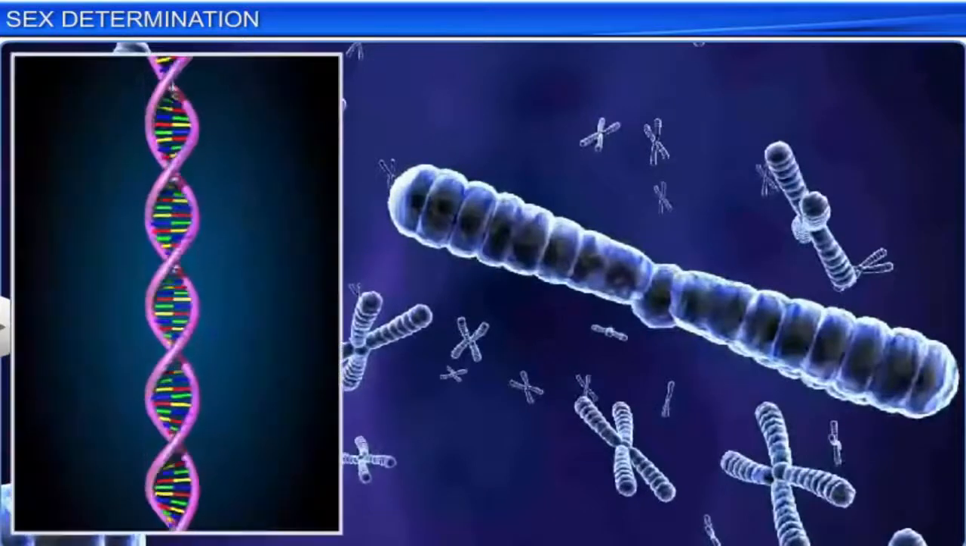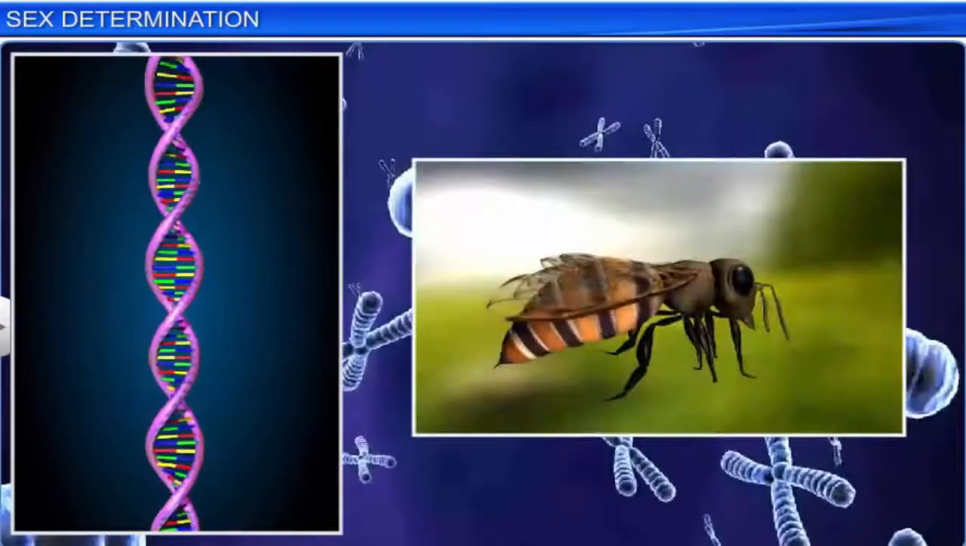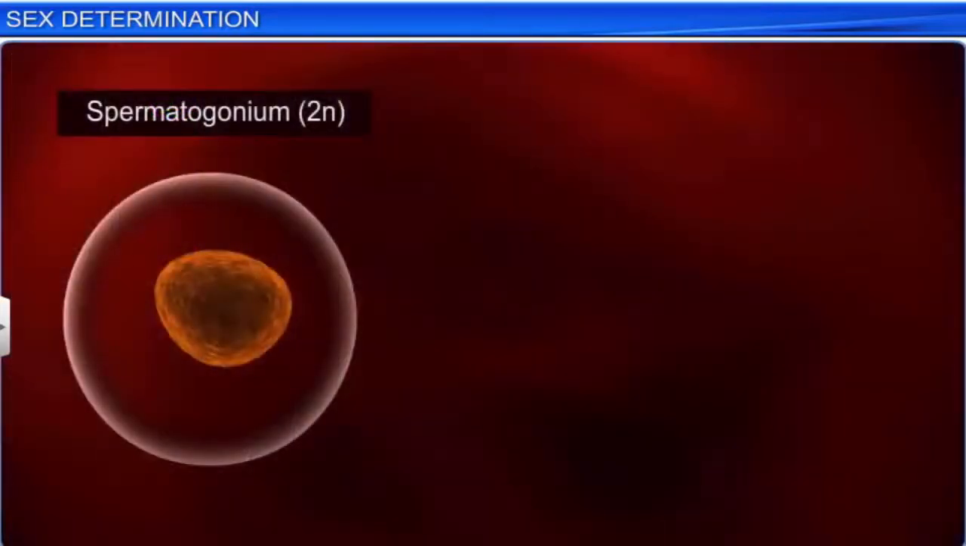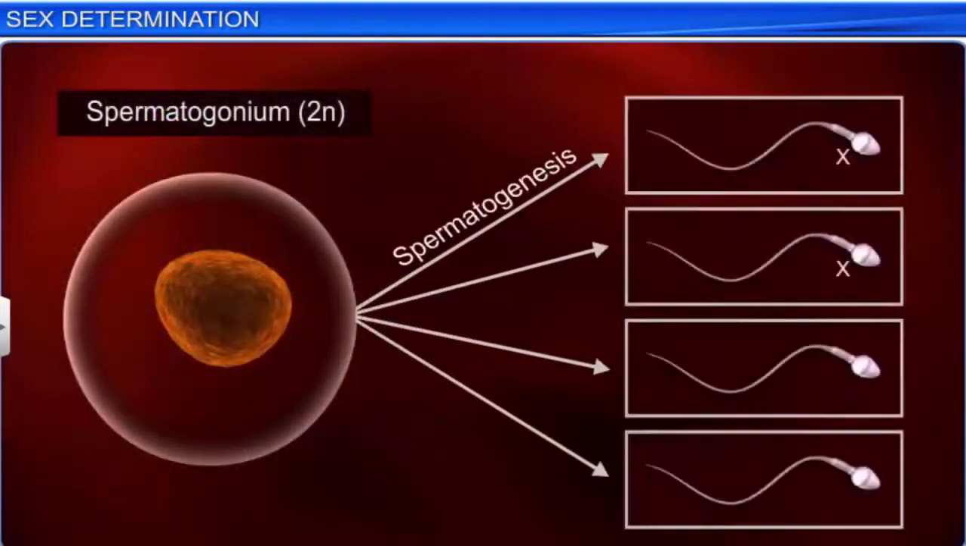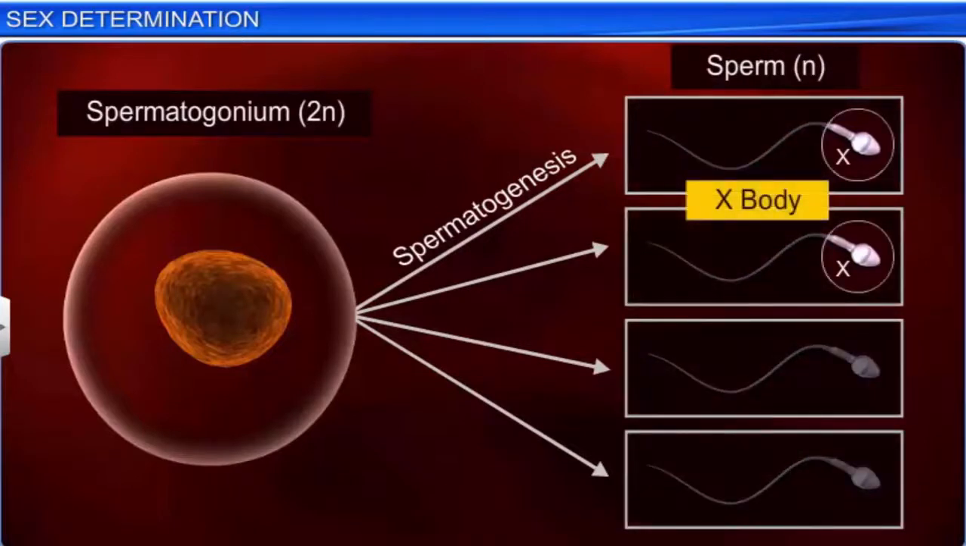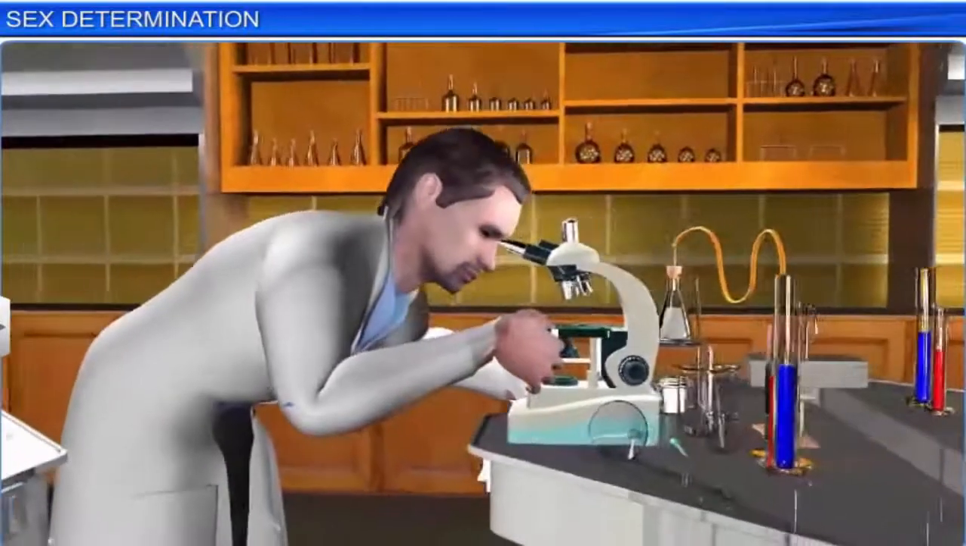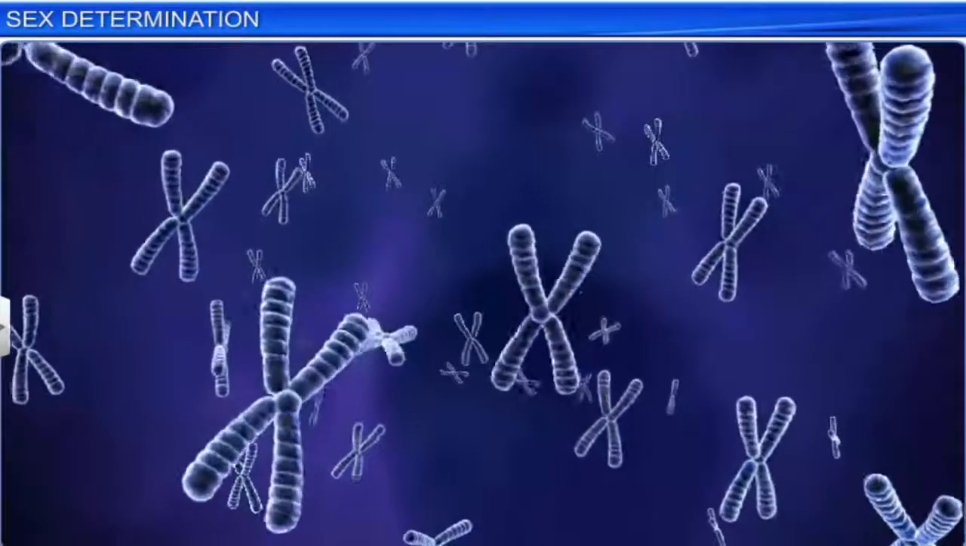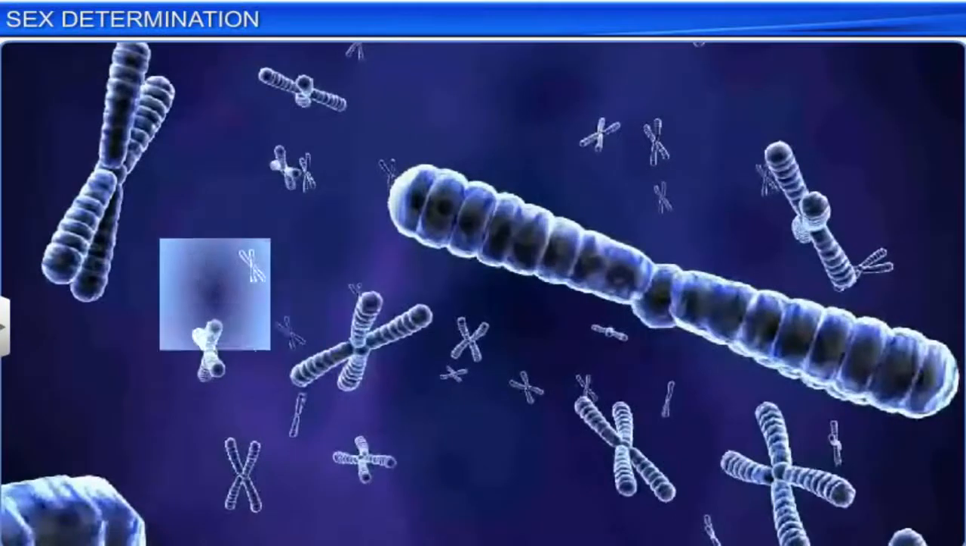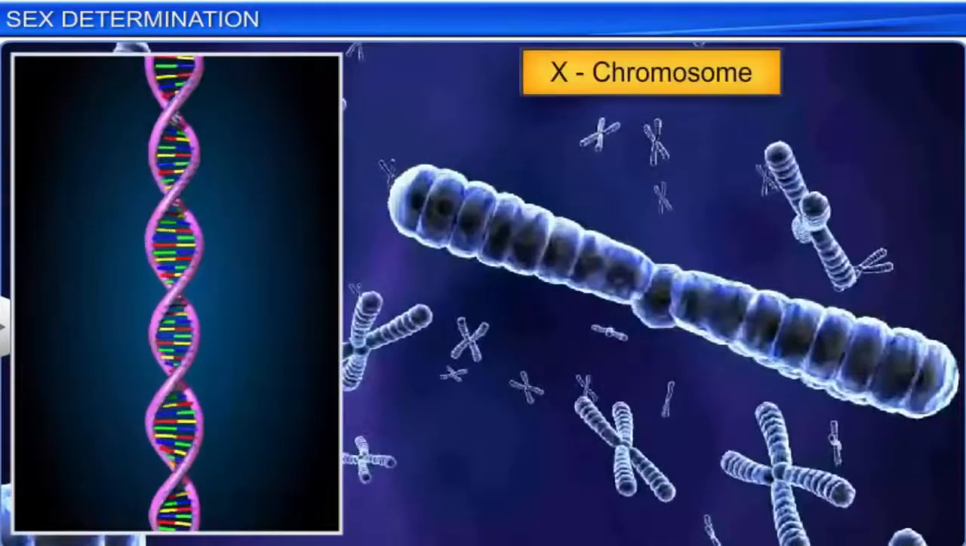Henking noticed a specific nuclear structure in a few insects during spermatogenesis. However, he also noticed that only 50% of the sperms received this structure. Henking named this structure the X-body. However, he couldn't explain the significance of this structure. Further research by several other scientists led to the conclusion that the structure was actually a chromosome, and they named it the X chromosome.